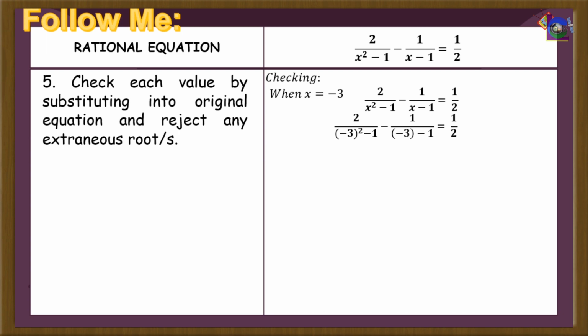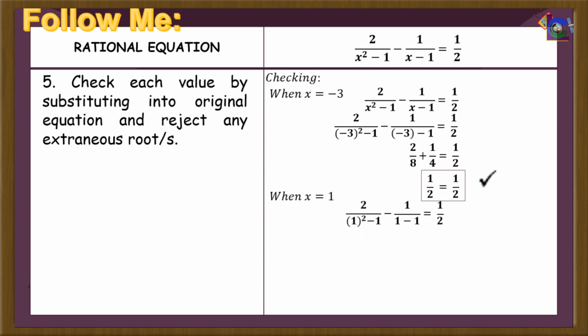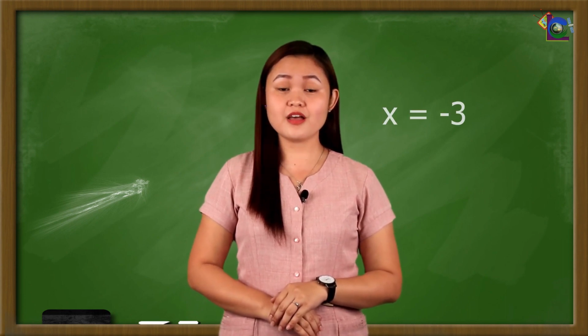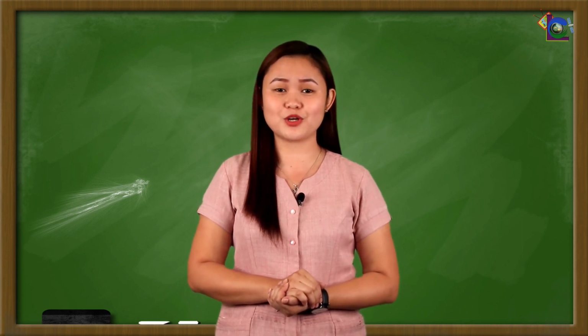And then we will find out that 1/2 is equal to 1/2, which is correct. When x is equal to 1, we will substitute 1 to the original equation. And we found out that it is incorrect. In this case, x equals -3 is the only solution. That's why it is always important for us to check all the solutions in the original equation.